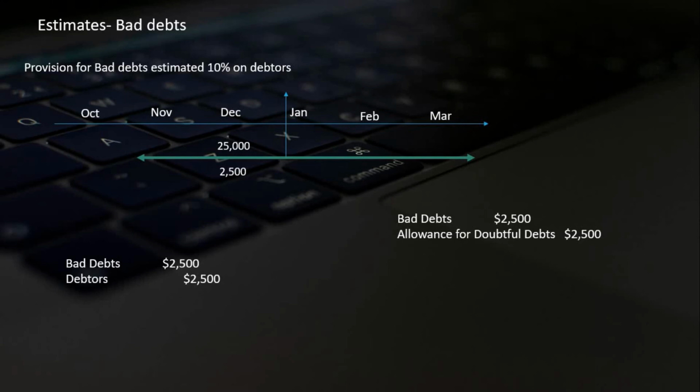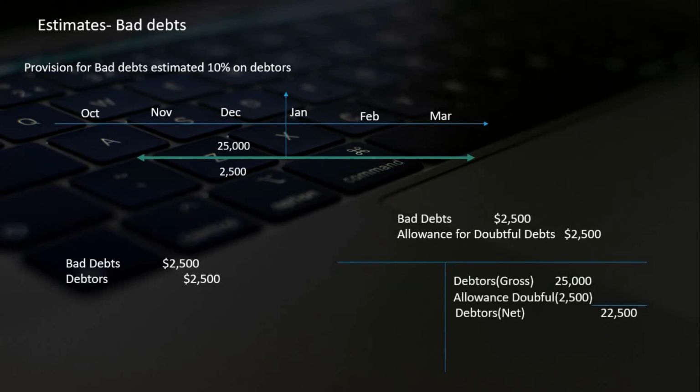As we did earlier, we can make an adjustment entry, debiting bad debts for 2,500 and crediting allowance for doubtful debts. Allowance for doubtful debts is a contra asset account which reduces the balance of debtors on the balance sheet. The debtors section of the balance sheet will be like this: gross amount of debtors 25,000 and allowance for doubtful debts 2,500. The net value of debtors will be 22,500.